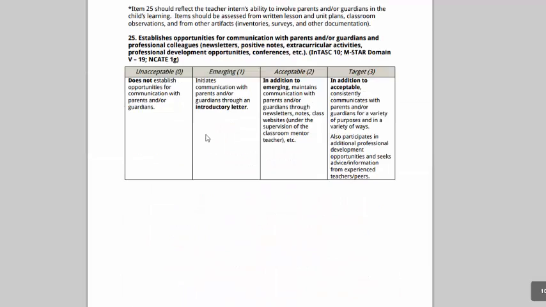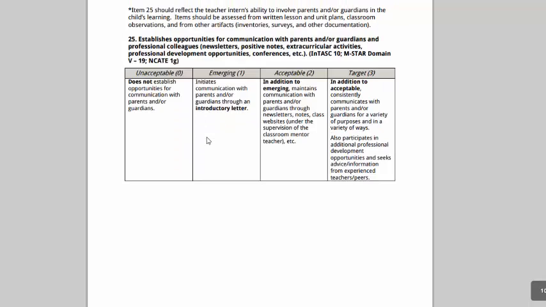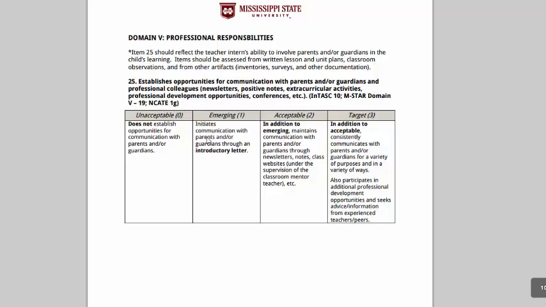Domain 5 talks about professional responsibilities, establishes opportunities for communications to parents. Are you talking to the parents? Are you sending newsletters home? Items such as that. So we have a 5-domain TIAI, teacher intern assessment instrument. So we have a 5-domain instrument. And you can see now how, as an observer, when you're observing someone teach, you can bounce from each one.